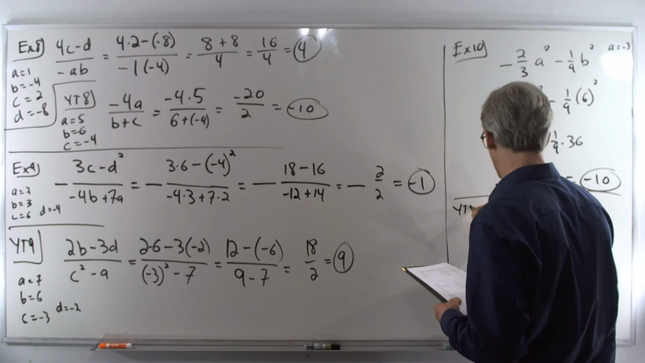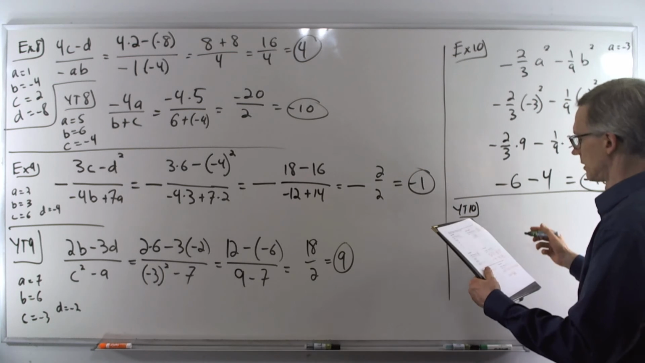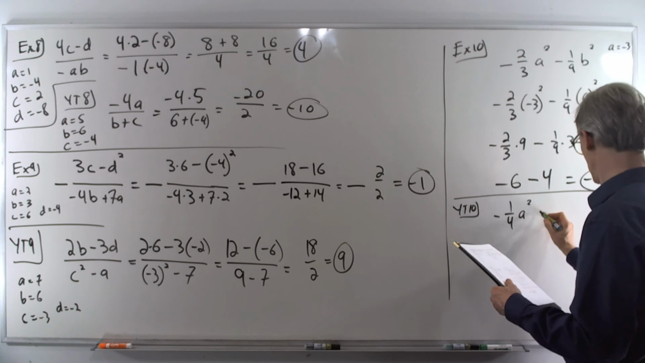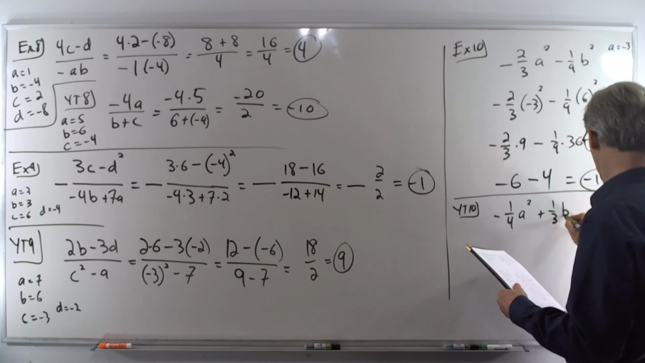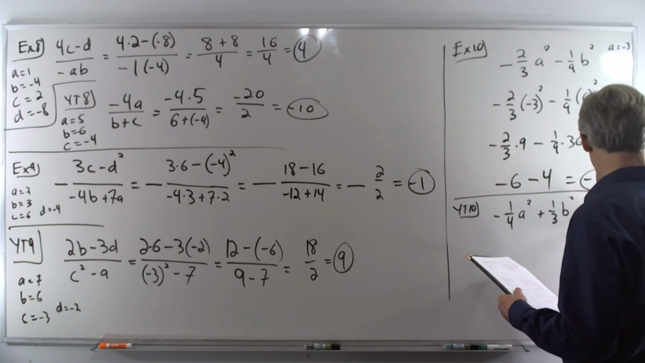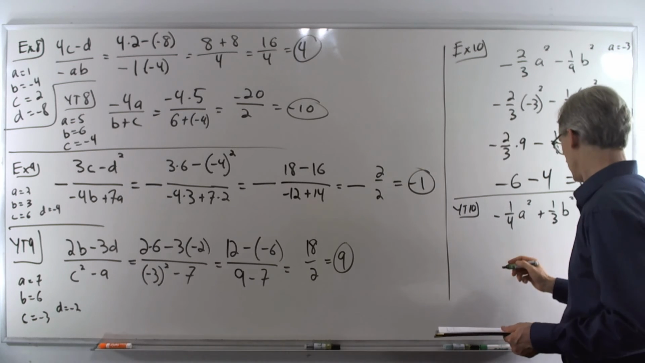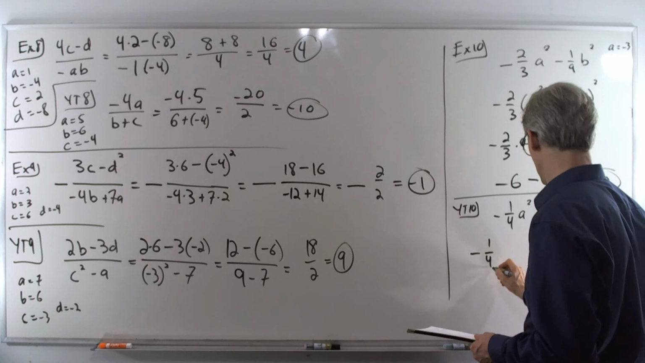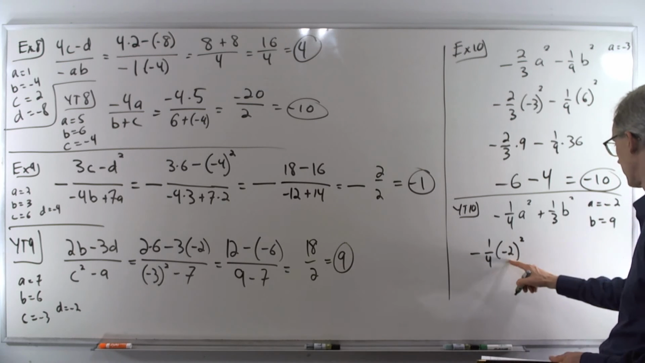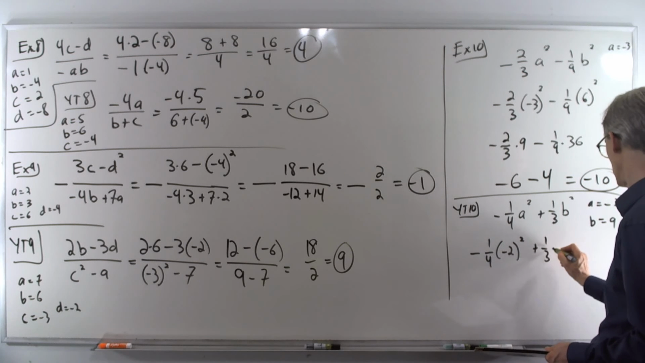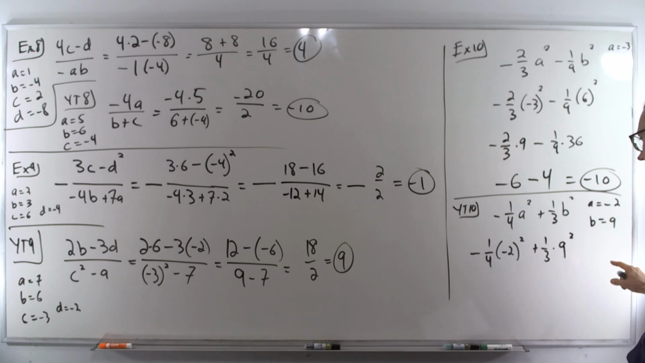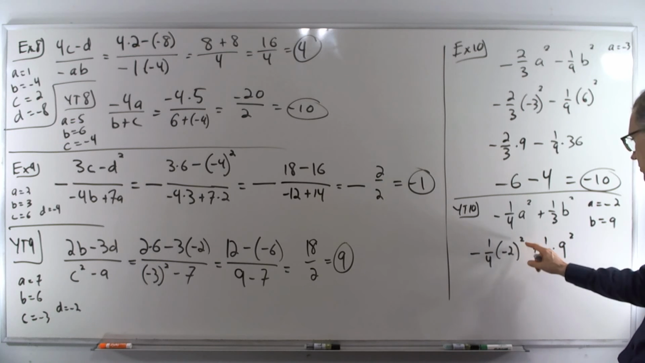Your turn, number 10. Going to plug in -2 for A. Make sure to put in parentheses. And 1/3 times 9 squared there for B. All right, so exponents, -2 squared is 4.